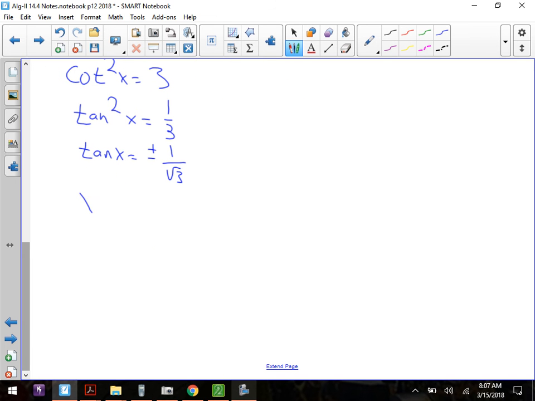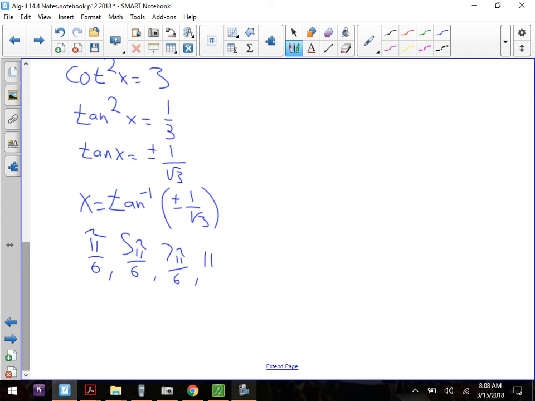Move this up here. So your opposite is the 1, your adjacent is root 3, which means you're at a 30-degree angle. So this is going to be all of your pi over 6's all the way around. So you have pi over 6, 5 pi over 6, 7 pi over 6, 11 pi over 6. That gets me there. So far, so good?